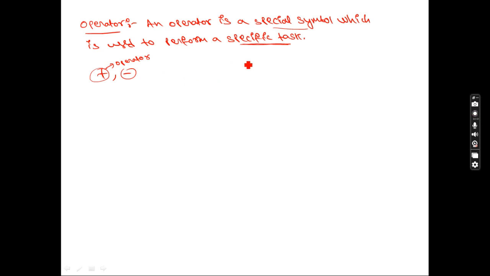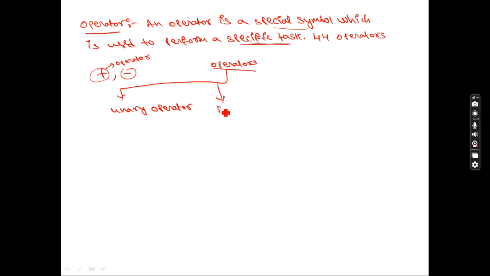In C language, if anyone asks how many operators there are, you need to say there are 44 operators. These 44 operators are divided into 4 types. One is the unary operator, the second is the binary operator, the third is the ternary operator, and the last one is the special operator.